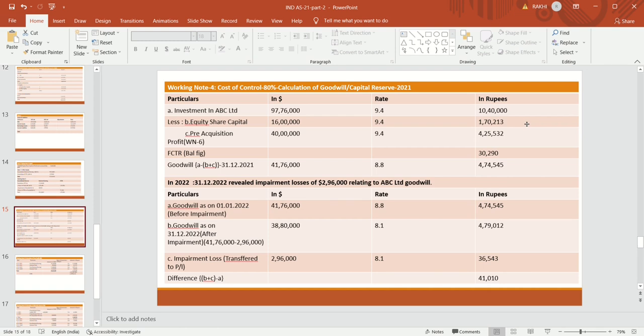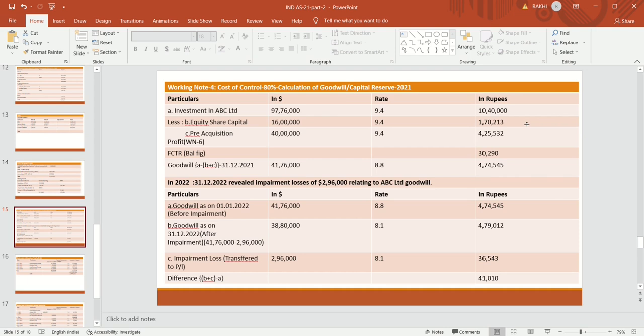which gives rise to goodwill, because we had invested more, we paid more purchase consideration. So there is a goodwill, we pay for the goodwill, so the difference will be the goodwill amount, and that goodwill amount will be 4,74,545.